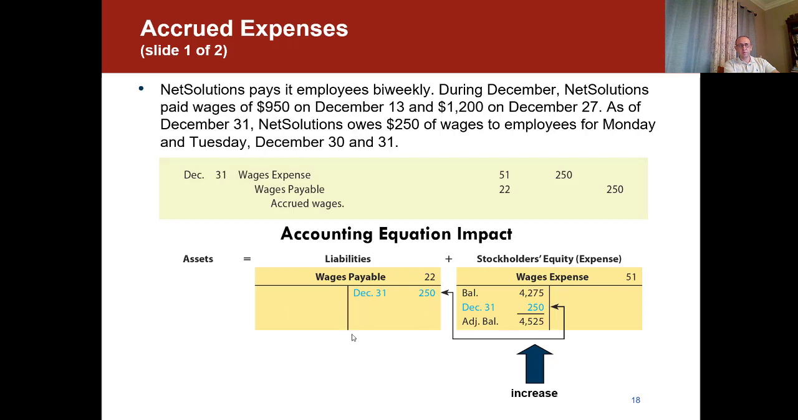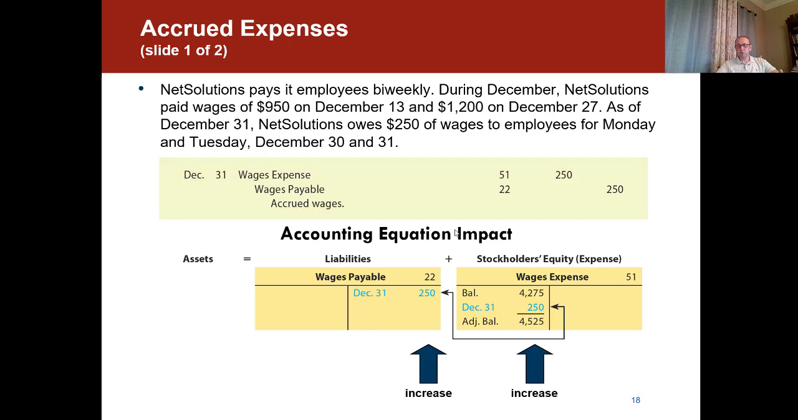And under wages payable, we have a liability, and it's also going up. So, again, that's another example of adjusting entries needed for accrued expenses, whenever we incur the expense but we haven't paid it yet. So we have to record what we incurred, even though we haven't paid it.